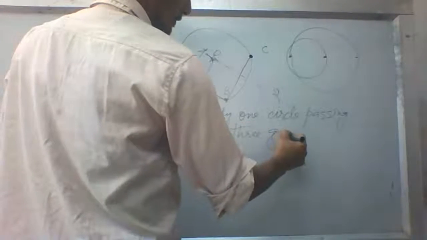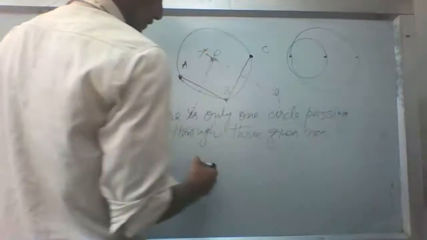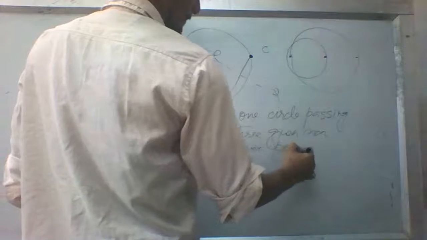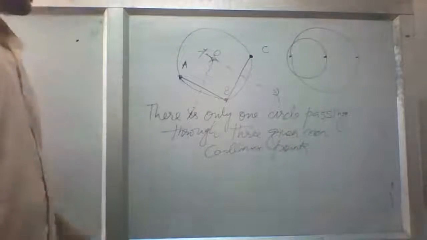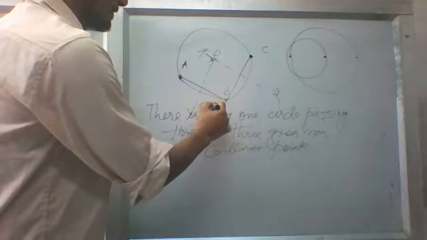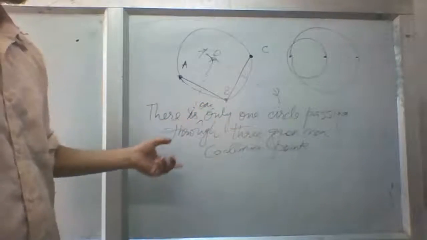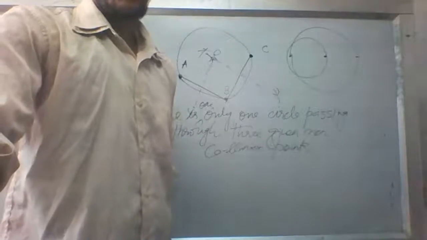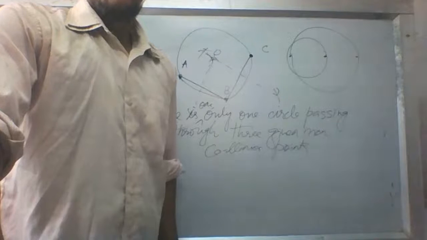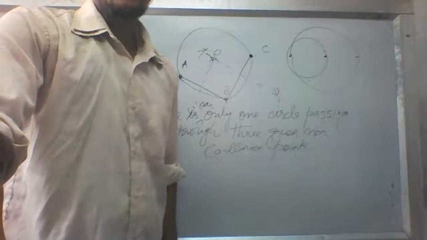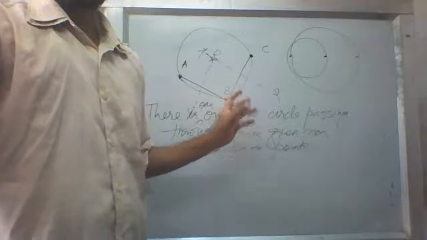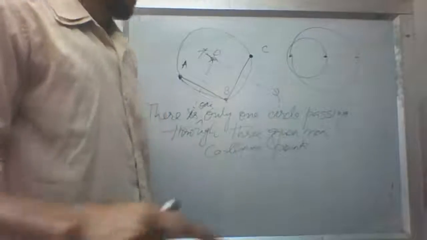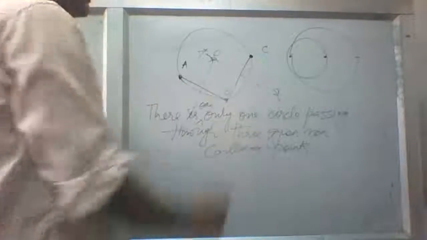Three given non-collinear points. There is one and only one circle passing through three given non-collinear points. This is a theorem, and that theorem is defined over here. Now, if ABC is a triangle, then by the theorem there is a unique circle passing through these three vertices. These three vertices are A, B, and C.